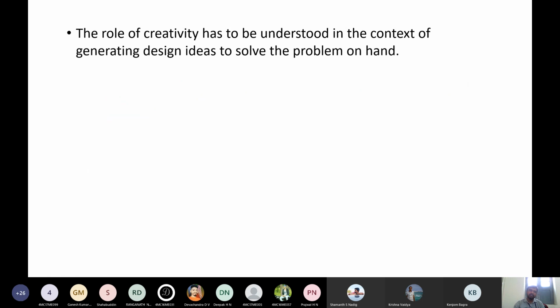The role of creativity has to be understood in the context of generating design ideas to solve the problem on hand. Creative thinking and analytical thinking. What is the difference between creative thinking and analytical thinking? What is the difference between creative thinking and analytical thinking?